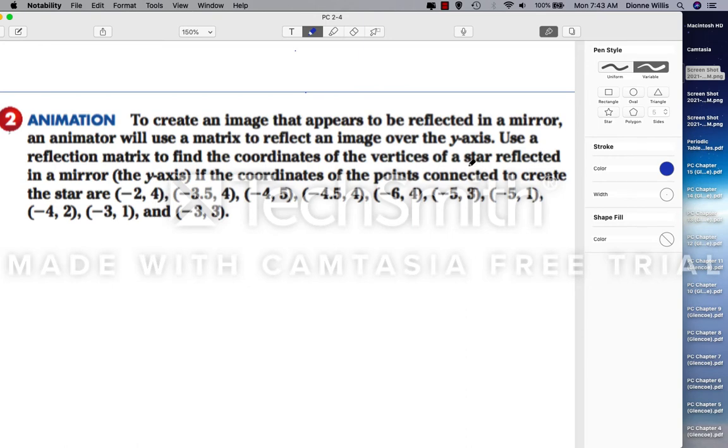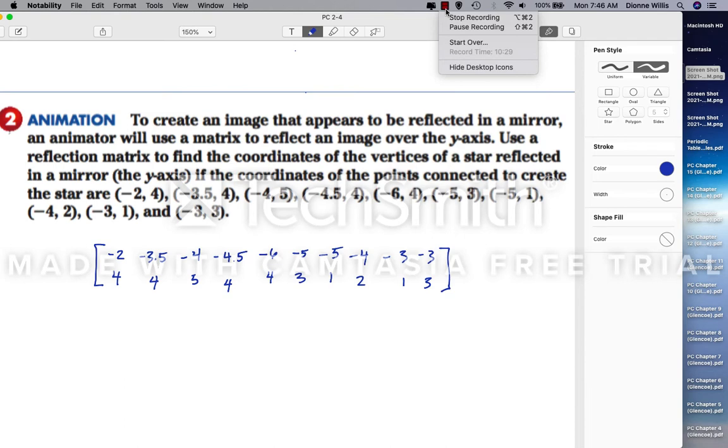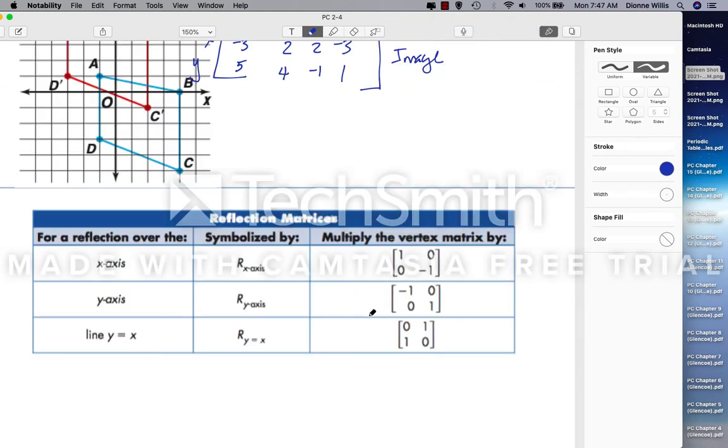And so here are the coordinates, and the first thing we're going to do is put these coordinates in a matrix. So here we have the matrix written out. It's pretty large, but now we're going to take that matrix and multiply it by the matrix for reflection over the y-axis. So you come back here and we remember exactly what's going to be multiplied. So that's the reflection across the y-axis matrix.